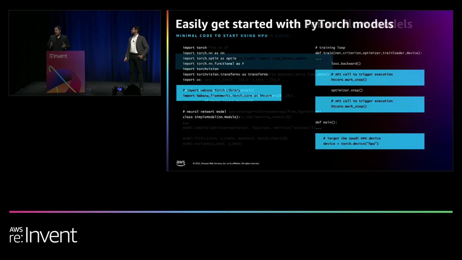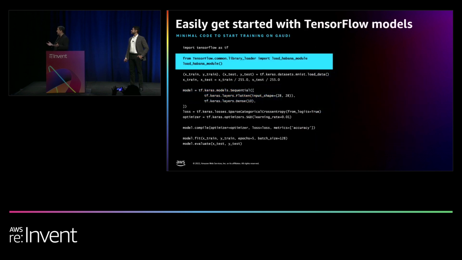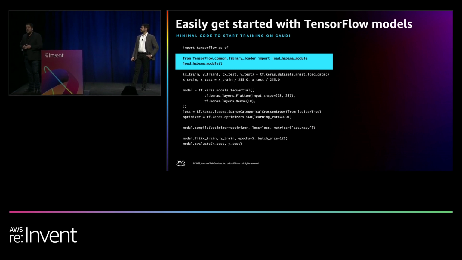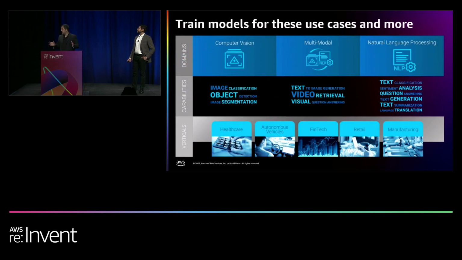Now, for those of you that are running TensorFlow, we have you covered. So the TensorFlow architecture is a little bit different in this case. So here we are loading the Habana module, which is built into the TensorFlow library, and simply calling load Habana module. And again, same thing as PyTorch, it's simply allowing all of the ops to run directly on Gaudi. So very simple, very straightforward.